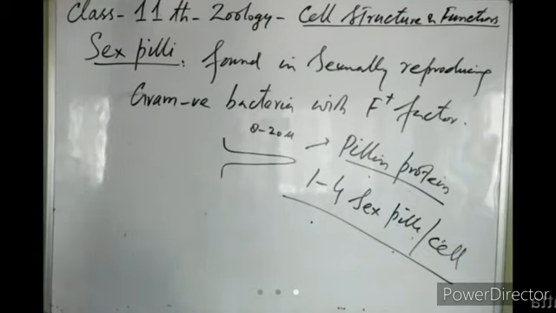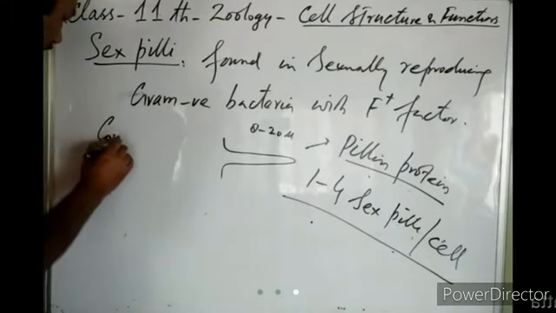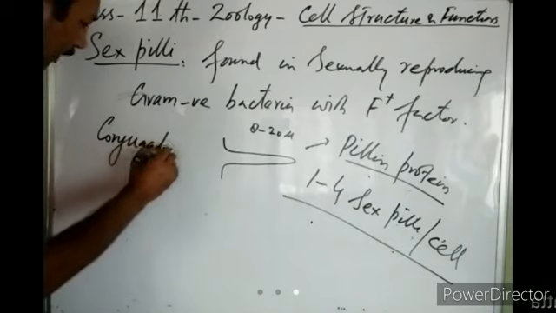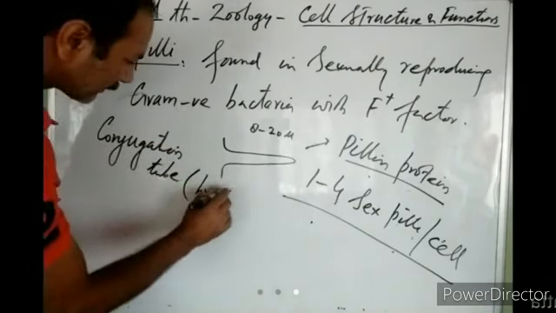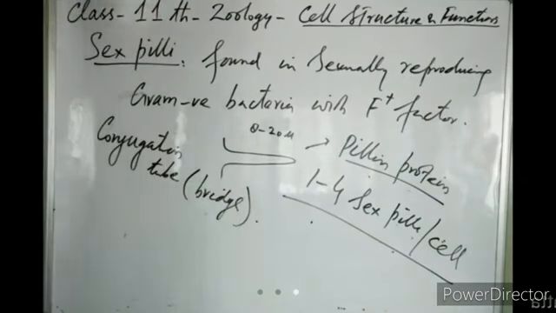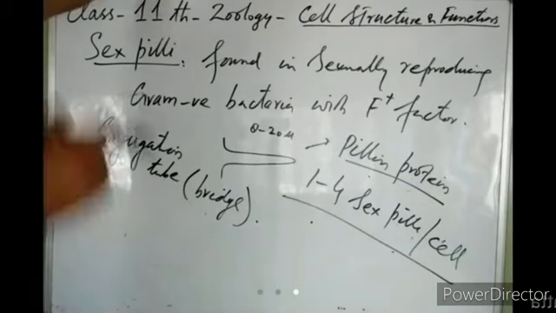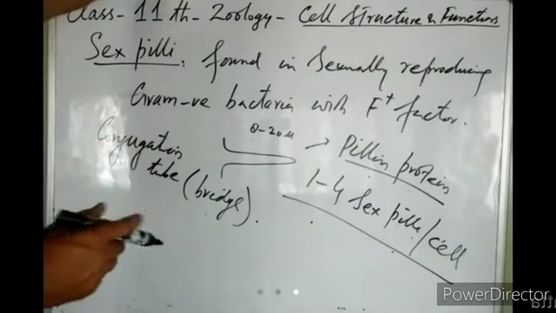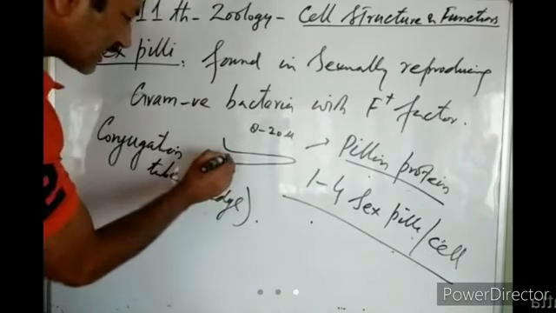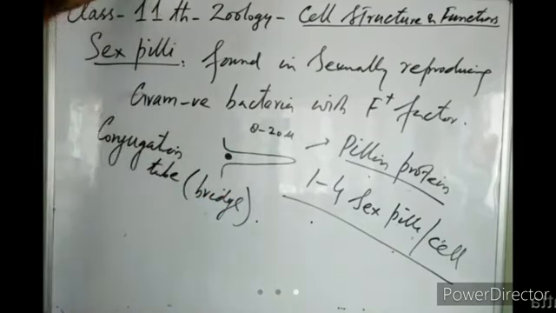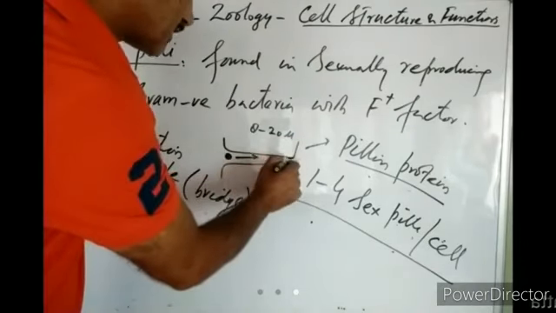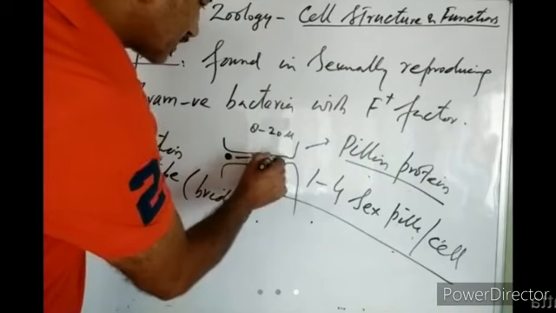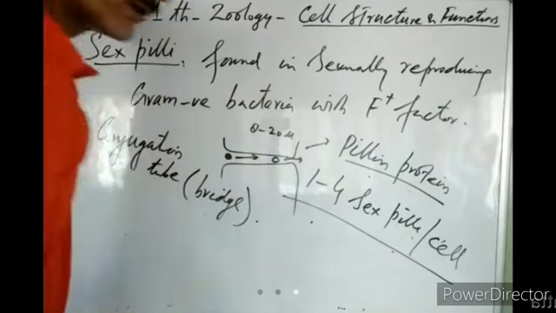They form conjugation bridges, or conjugation tubes, between two sexually reproducing bacteria. What is exchanged through these sex pili? Through these sex pili, the bacteria exchange plasmids, right? So when it joins with another bacterium, it forms the conjugation tube. Then through this conjugation tube, plasmids are exchanged between the bacteria.